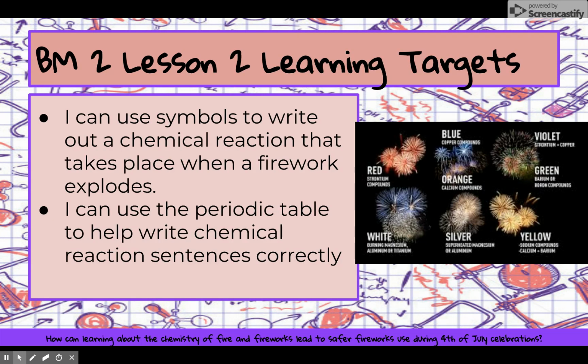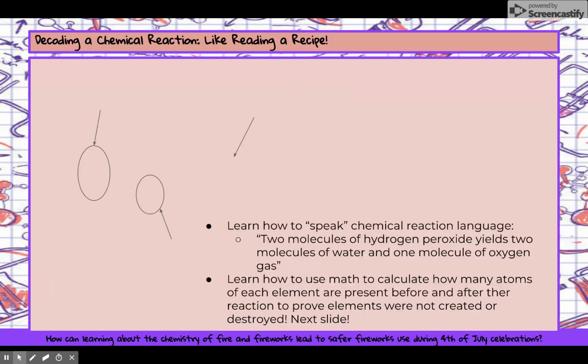Today our learning targets are to be able to use symbols to write out a chemical reaction, especially those reactions that take place when a firework explodes. We're going to be using the periodic table to help us write chemical reaction sentences correctly, so make sure that you have a periodic table out and handy during this lesson.